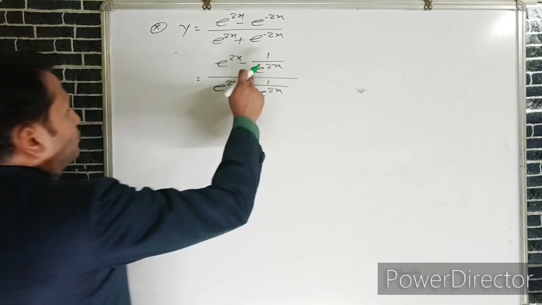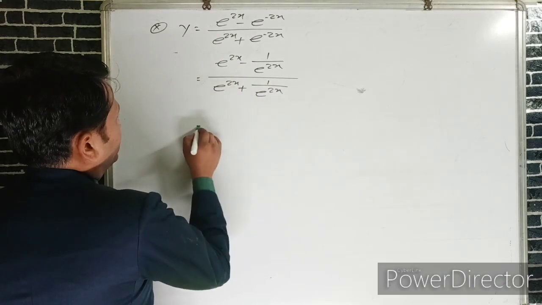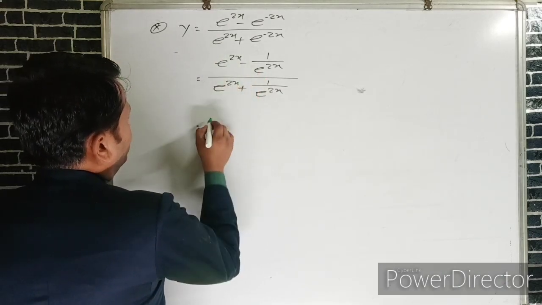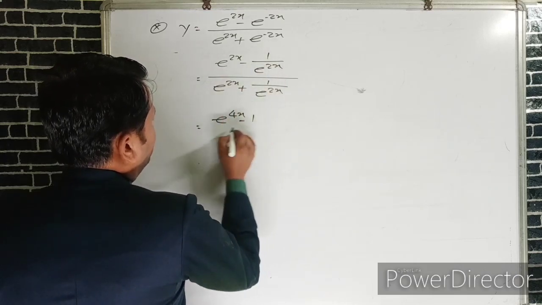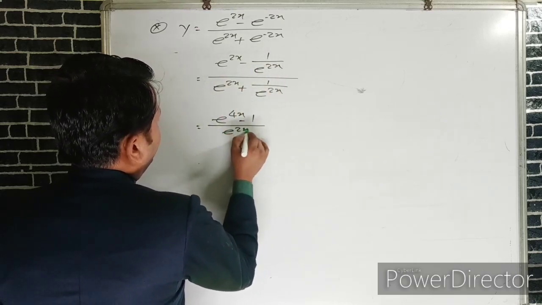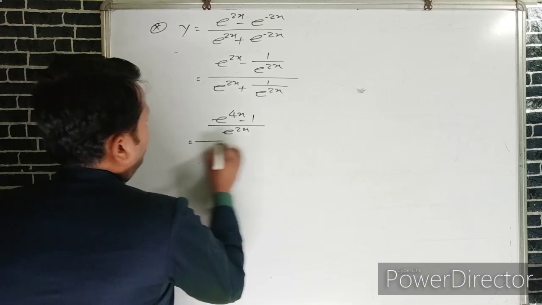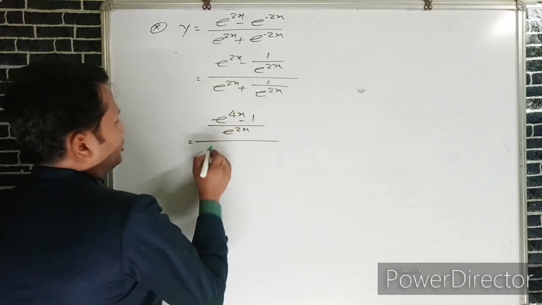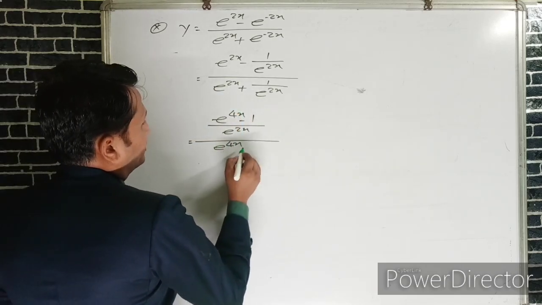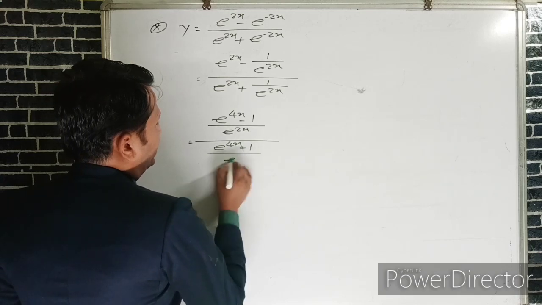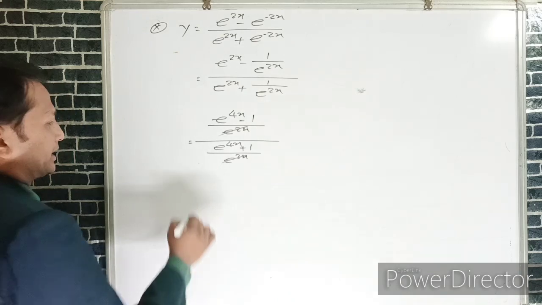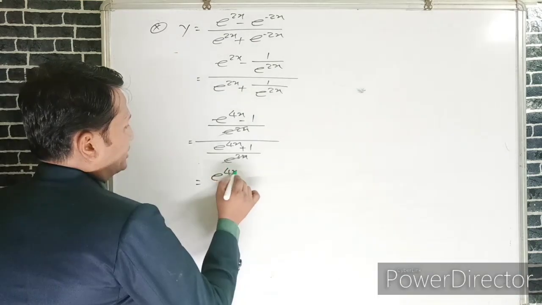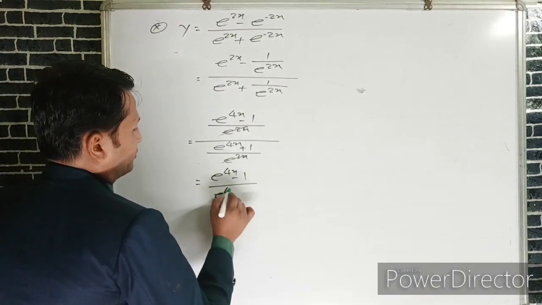If we take a cross multiplication of both numerator and denominator, then we can write e to the power 2x into e to the power 2x is e to the power 4x, minus 1 into 1 is 1, upon e to the power 2x, upon e to the power 2x into e to the power 2x, e to the power 4x plus 1, upon e to the power 2x. These both denominators are cancelled. Hence we can write it as e to the power 4x minus 1 upon e to the power 4x plus 1.